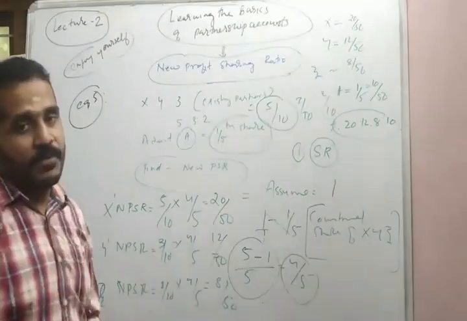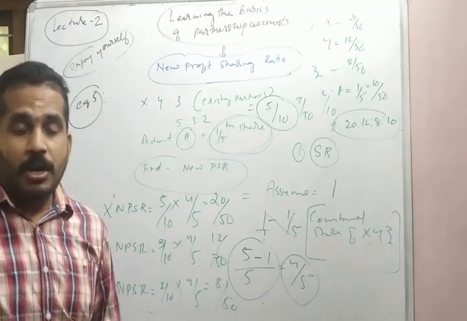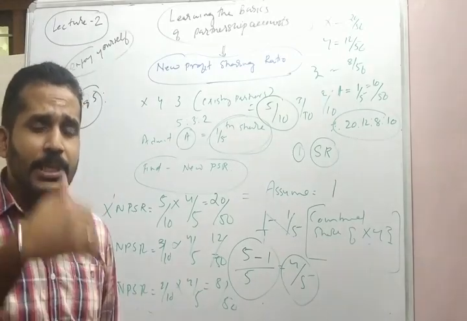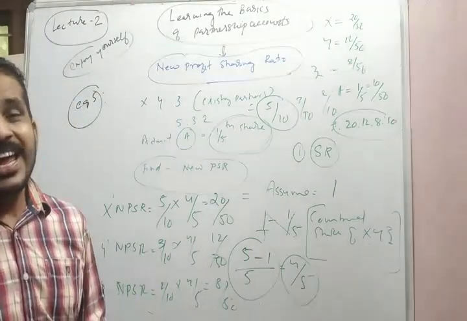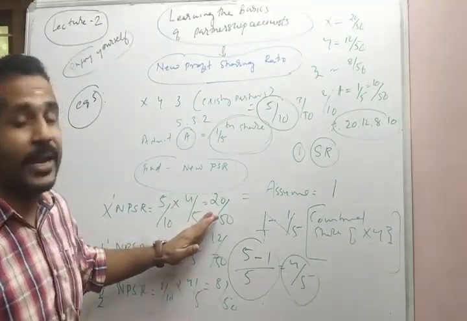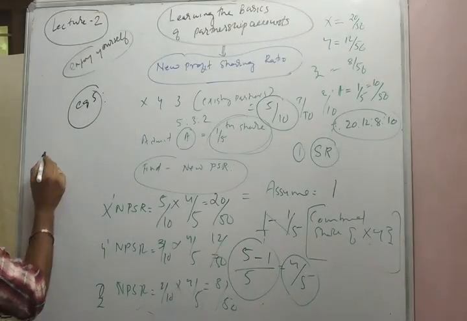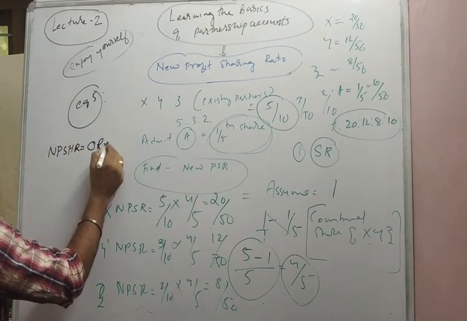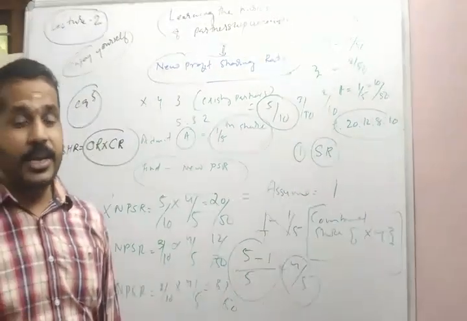So what is the concept we learned here? If the sacrificing ratio is not given in the question, assume the total share of all the partners after admission is 1. Deduct the profit sharing ratio of the new partner, then we will get the combined share of the existing partners after admission, and the old share into the combined share in the future profit is equal to the new share. So what is the formula? New profit sharing ratio is equal to old ratio into combined ratio.